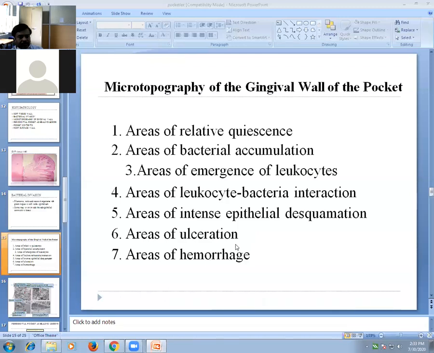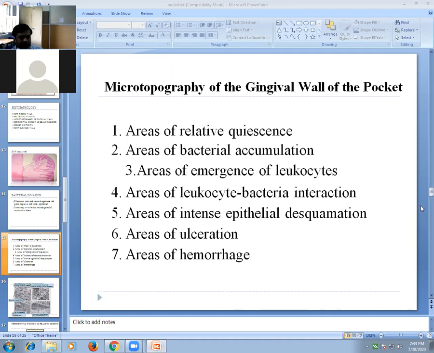These are the areas of depression where your bacteria start to accumulate. Once bacteria start getting accumulated, different cells like leukocytes emerge from the blood vessels into the site of bacteria. Once they come there, they will interact with the bacteria. That zone is called the leukocyte bacterial interaction zone.